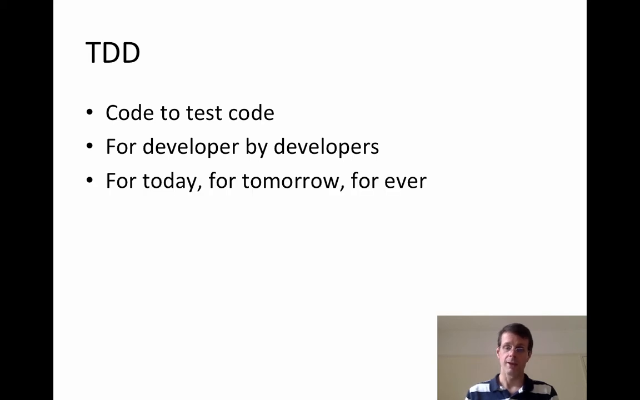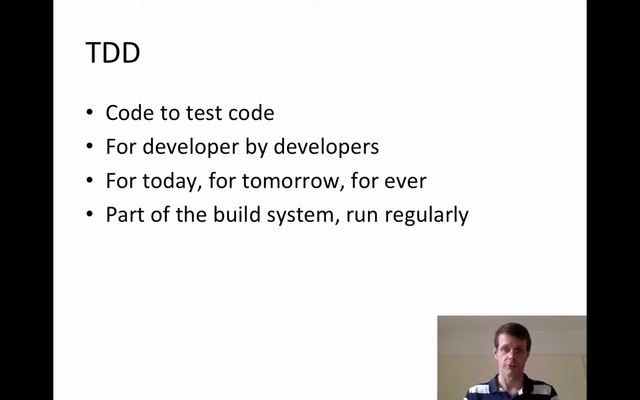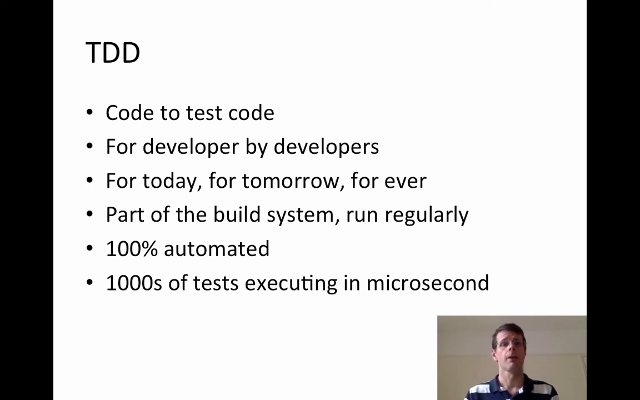It's for today, the work the developer's working on now. It's for tomorrow. It's in the changes they will need to make to their code tomorrow. And it's forever. The tests stay with you. The tests are there for as long as the system is there. The tests are integrated into the build system. They run regularly. They are 100% automated at this level. There is no such thing as a manual unit test anymore. And there's thousands and thousands of tests which are executing in microseconds. You keep the automated unit tests really fast.